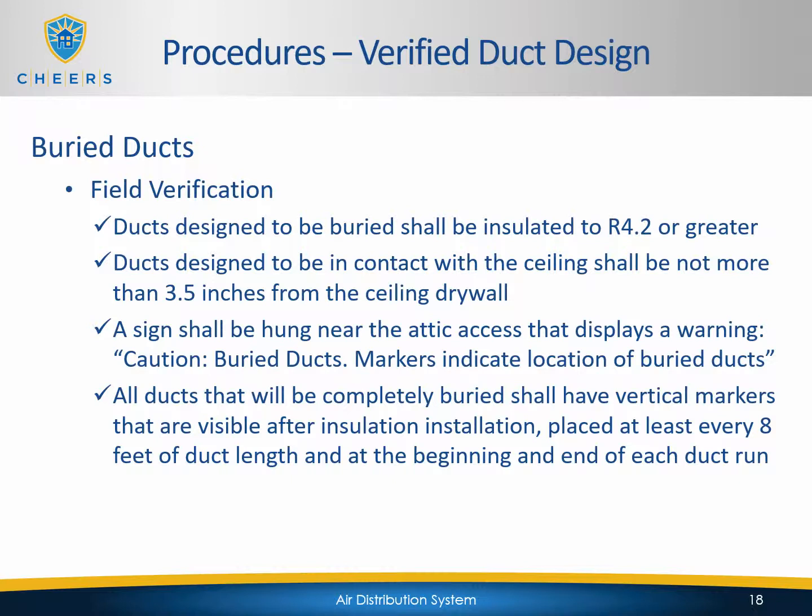And then finally, to further identify them, all ducts that will be completely buried shall have vertical markers that are visible after insulation installation, and they will be placed at least every 8 feet of duct length and at the beginning and end of each duct run. This way it makes it easily identifiable to those that need to go moving through the attic after those ducts are buried to identify the location of those ducts.